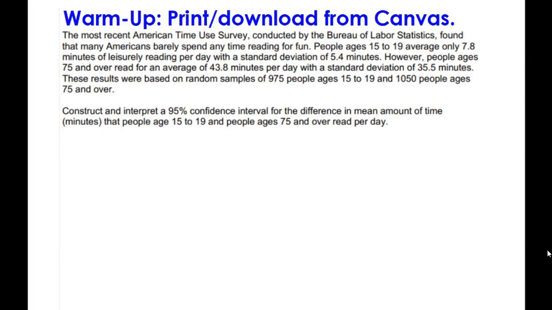Hi everyone, please get this warm up from Canvas and work on it for the next few minutes. Pause the video while you do, and then you can unpause to check the answers.